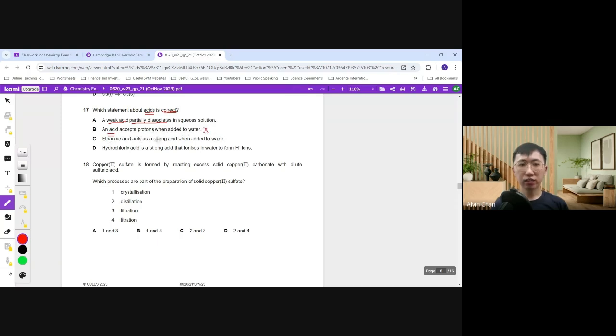Ethanoic acid, strong acid? Come on, man. Ethanoic acid is weak. Strong acid only got 3 fellas: hydrochloric, sulfuric, and nitric. All the organic chemistry acids are weak. Ethanoic, propanoic, etc. all are weak. So 3 is definitely wrong. C is wrong. Hydrochloric acid is a strong acid. Okay. Ionizes in water to form H minus. No lah. H minus is wrong. 17 is indeed A. Correct.